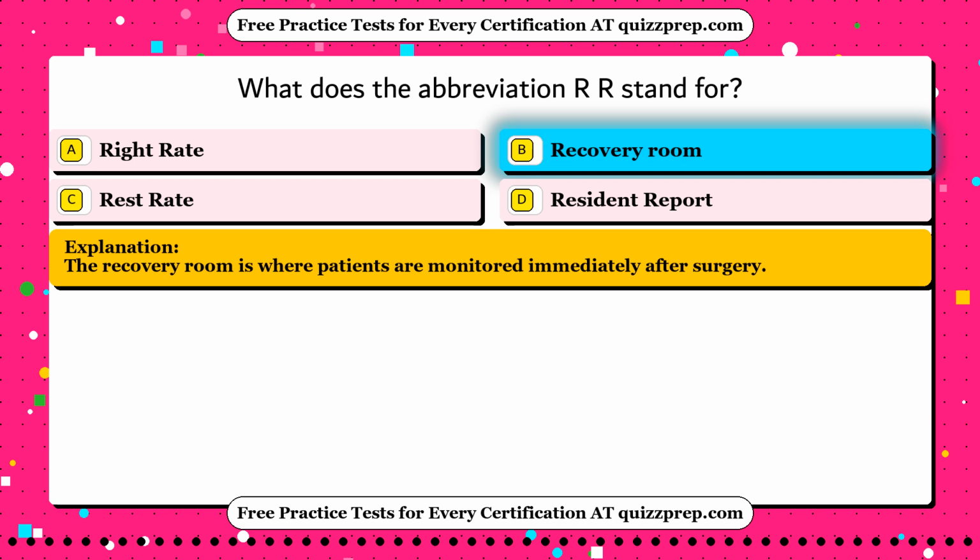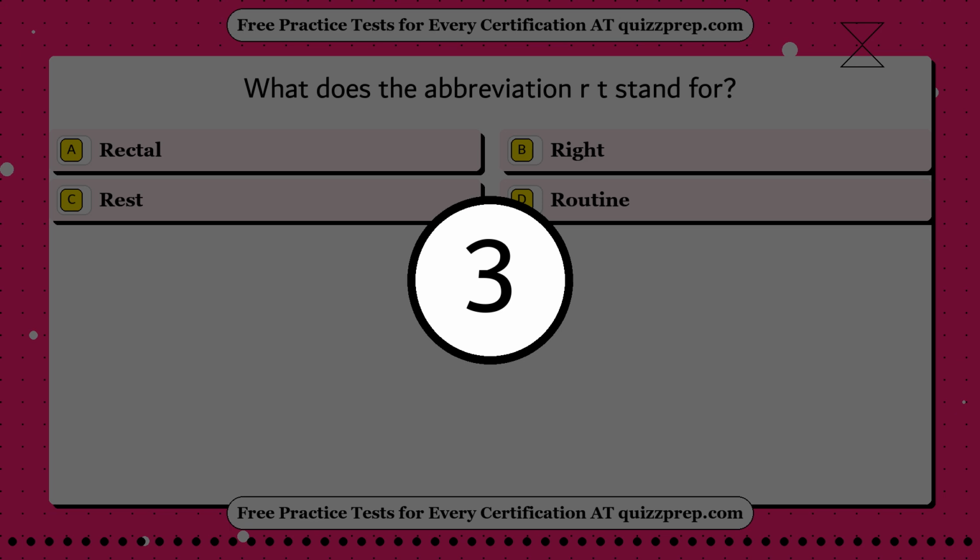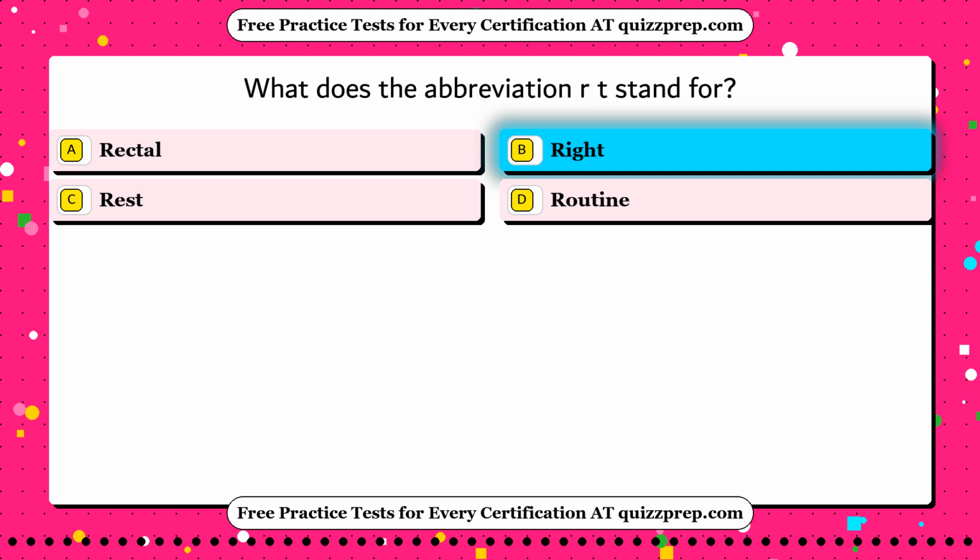The recovery room is where patients are monitored immediately after surgery. Question 111. What does the abbreviation RT stand for? Option A, rectal. Option B, right. Option C, rest. Option D, routine. The correct answer is option B, right.